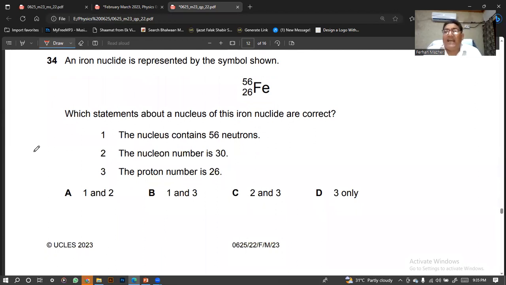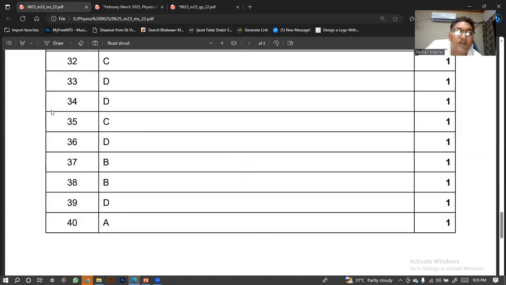An iron nuclide is represented by the symbol Fe, 56 over 26. Which statements about the nucleus of this iron nuclide are correct? The nucleus contains 56 neutrons. That is wrong. The nucleon number is 30. That is also wrong. The nucleon number is 56. The proton number is 26. This is right. So the third option is right. So this is D. Question 34, D is the right option, sir.